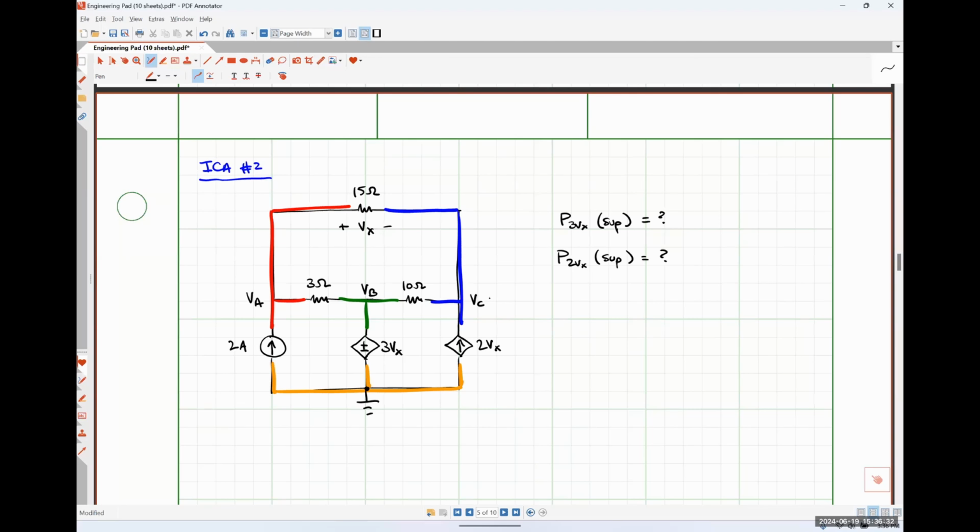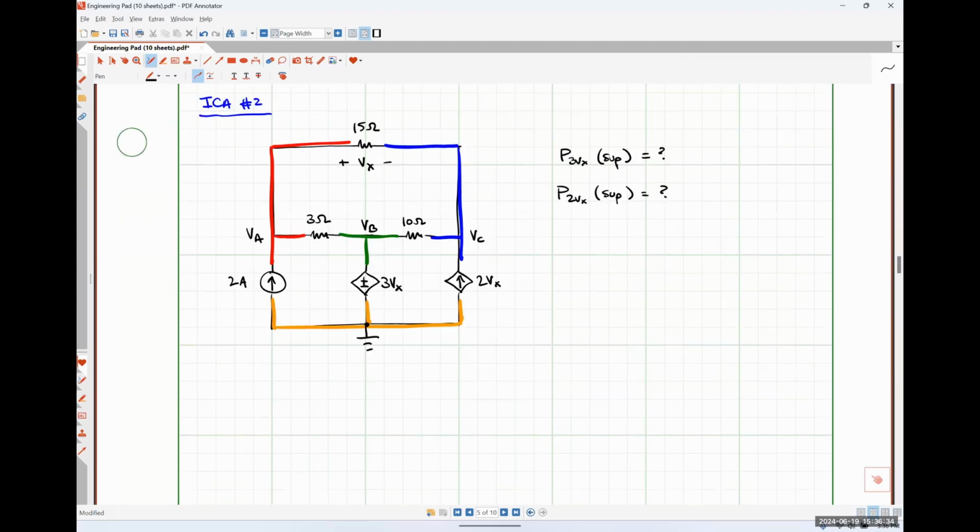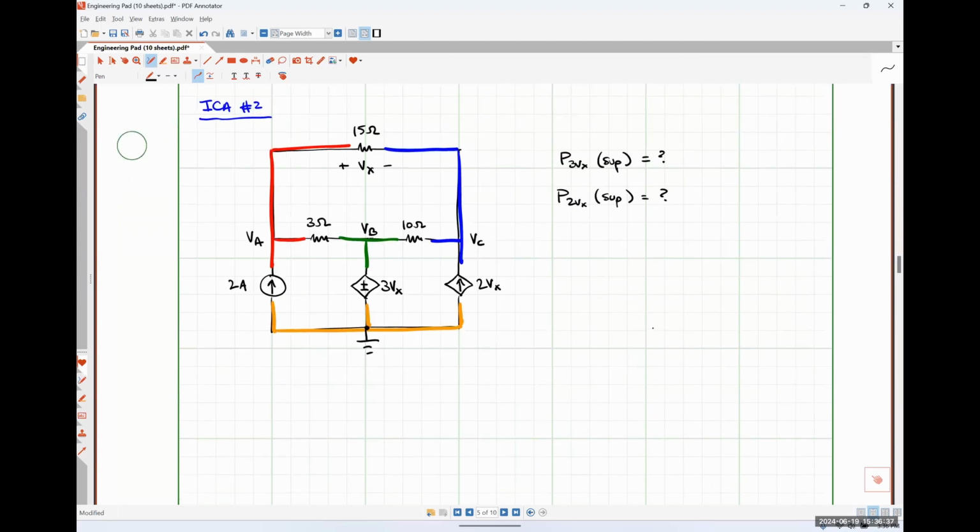Express Vx. Okay, so express our controlling variable in terms of our nodal voltages. Absolutely right. So we're going to have Vx is equal to what? Somebody else tell me what's going on here. So Vx would equal VA minus VC. VA minus VC. Great job.